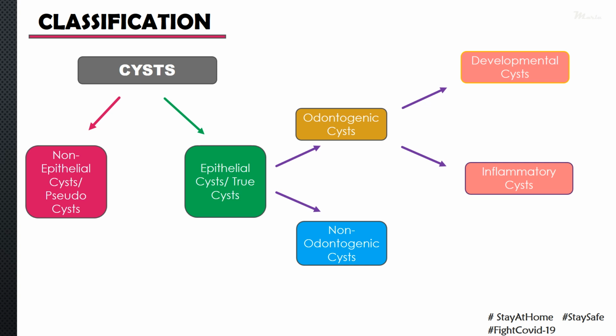Odontogenic cysts are the important topics which we have to consider here. A thorough understanding of the common odontogenic cyst is necessary. We will be discussing the odontogenic cysts in the next lecture in detail. So, the odontogenic cysts can be further classified under two broad categories.